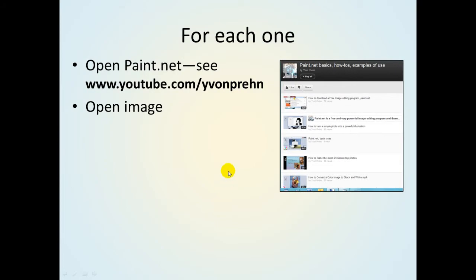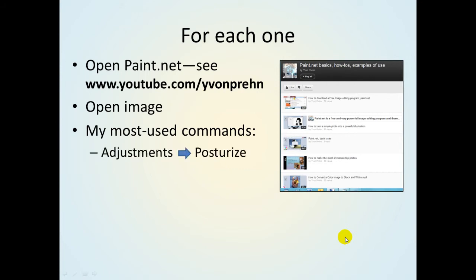Once you have Paint.net, you go through the same process for all of the different images. It really goes very, very quickly. I will go through it a little bit more slowly so that you can see what I do, but I use pretty much the same process for all the images. I open up the image, and then my most used commands are adjustments, and then posterize.